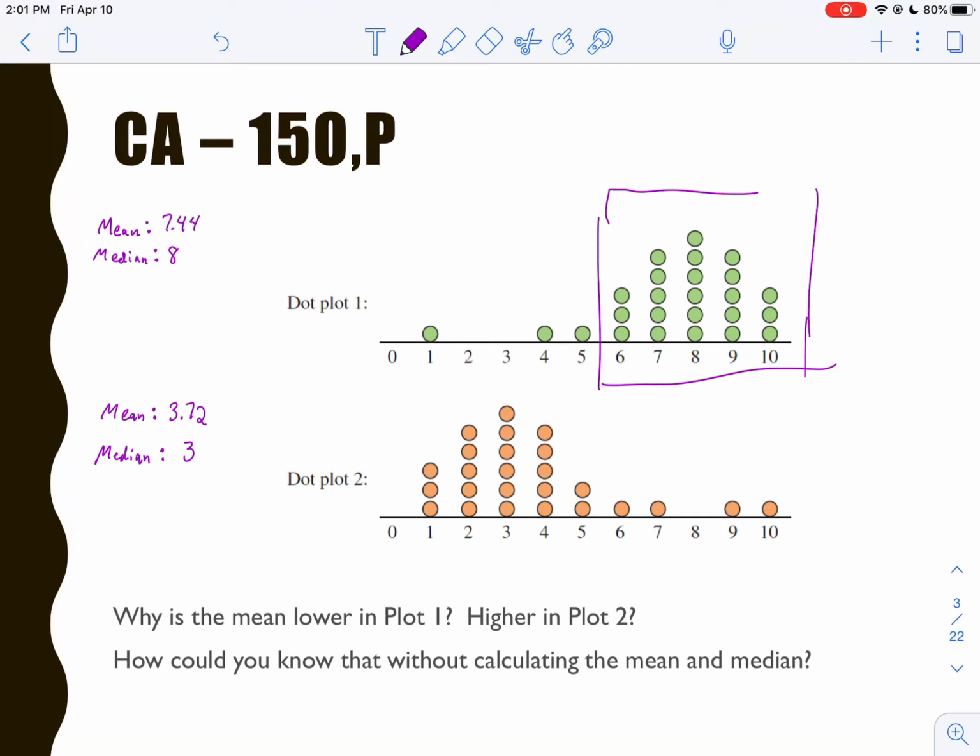If you look at just this data here, you see this data is symmetric. We have the mean, median, and mode would all be the same, and it would be 8. But that's not our data, okay? Our data includes these 3 data values. So what's going to happen?